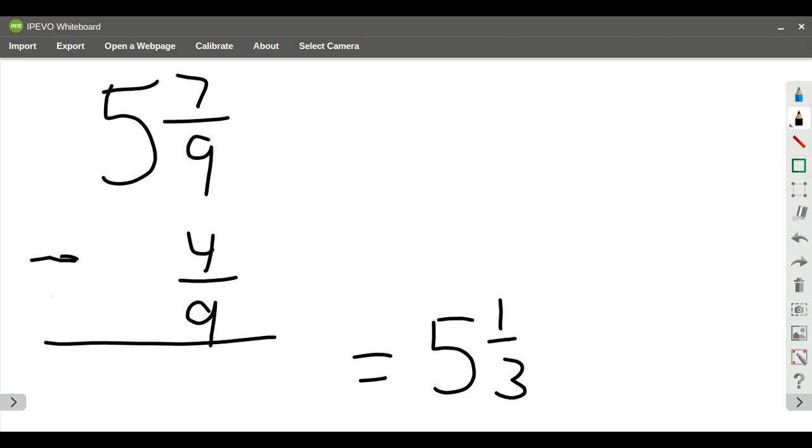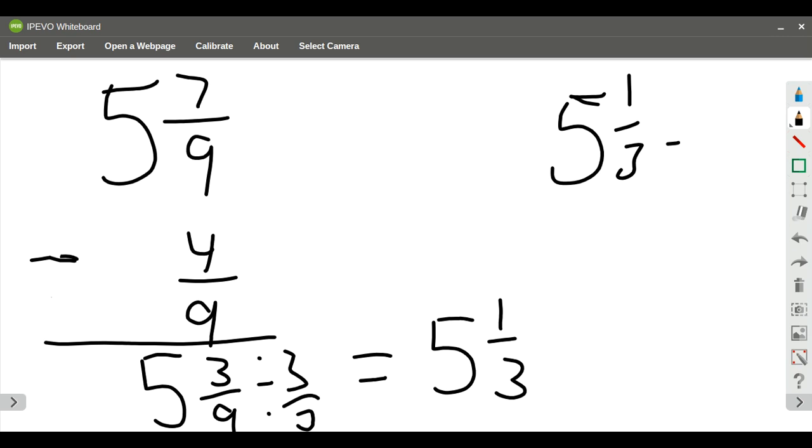Okay. So again, 7 subtract 4, I can go ahead and do that because 7 is greater than 4. So 7 subtract 4 is 3 ninths. 5 subtract nothing, I don't have anything here, so it just comes down. Now I need to simplify, so I'm going to bring my work up here. 5 and 3 ninths, if I divide this by 3, I end up with 5 and 1/3 equals 5 and 1/3. It balances out. So my equation is good.